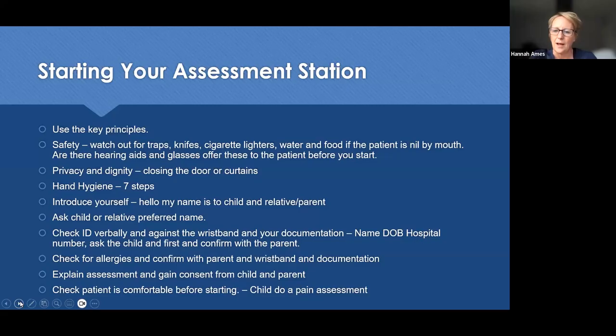And do the same thing with your allergies. Check these against your name band and your documentation, and also get the adult to confirm. Explain what you're going to do, again thinking about how you're going to explain that to the child, what types of things you're going to do during that A2 assessment, and gain consent from the child and the parent before you proceed. Check the child is comfortable, doesn't need anything, doesn't want anything to play with, any distraction techniques, and do a pain assessment as well before you start.